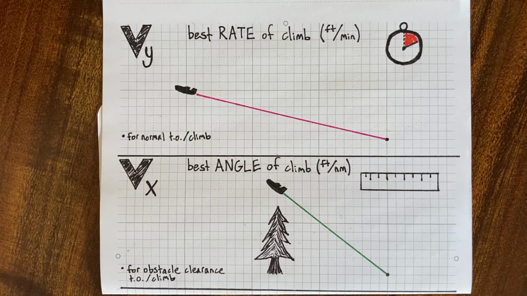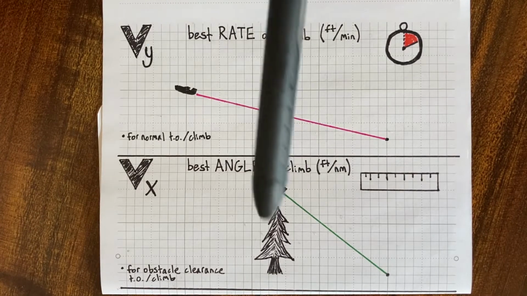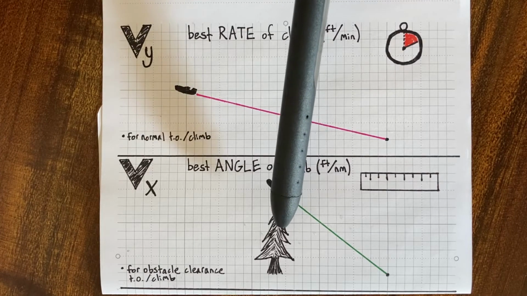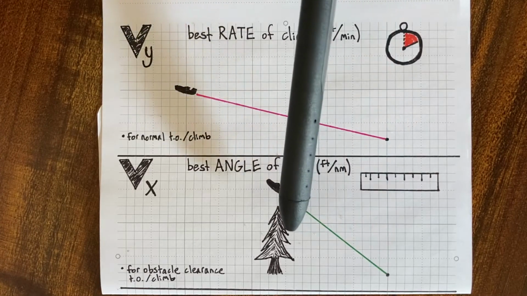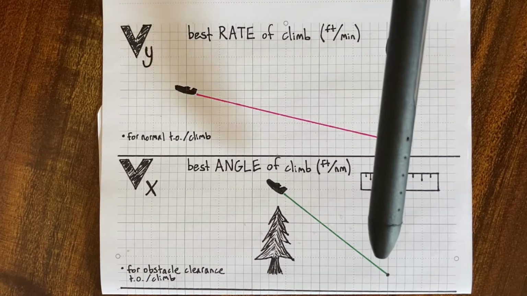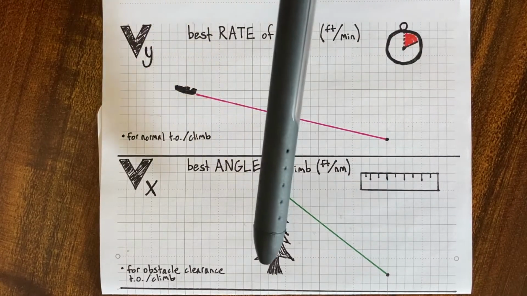But we're not always interested in gaining the most altitude in the least amount of time. Sometimes we're interested in gaining the most altitude in the shortest possible distance. So imagine we're taking off from a runway that has an obstacle at the end. Maybe there's some trees at the end of the runway. So after lifting off, we need to get up and over those trees before we get to them, obviously. And we don't really care how long it takes to do that. It's not so much a matter of time, it's a matter of distance.